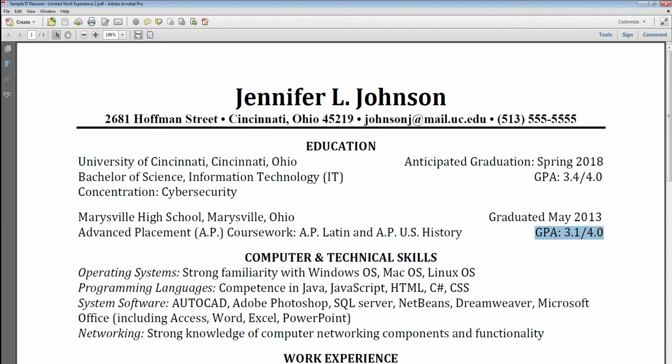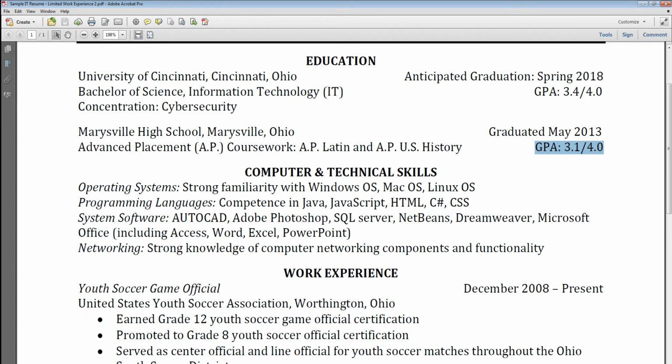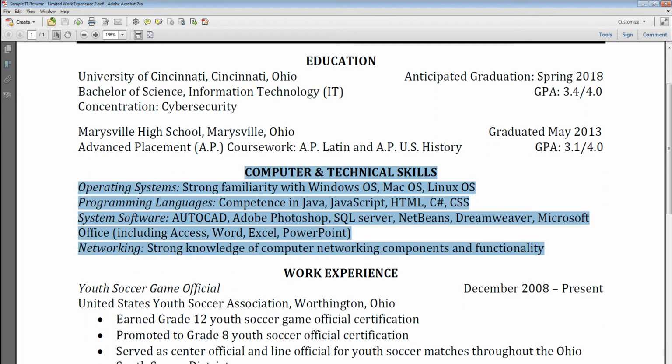And then finally, your high school GPA, again right aligned on the document to help balance the document out from left to right. So after education, we're entering what I consider to be the most critical component of a strong IT resume, and that is conveying your appropriate computer and technical skills. This is huge.